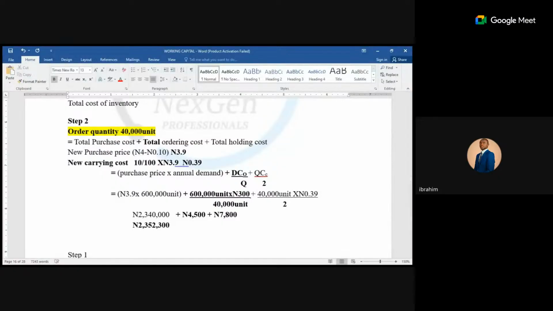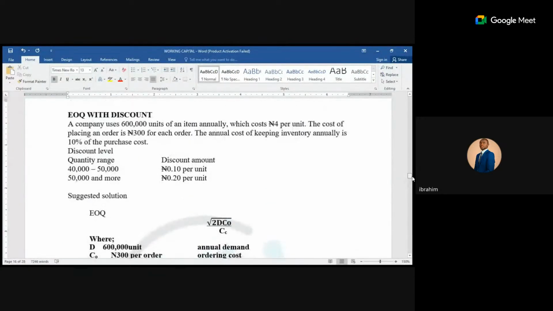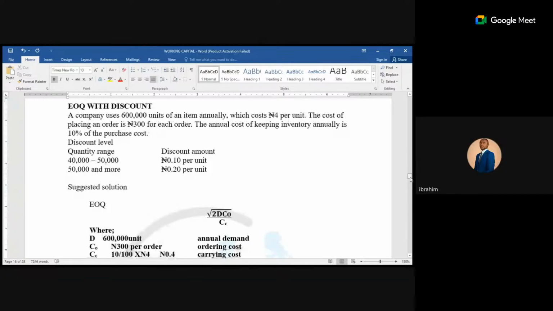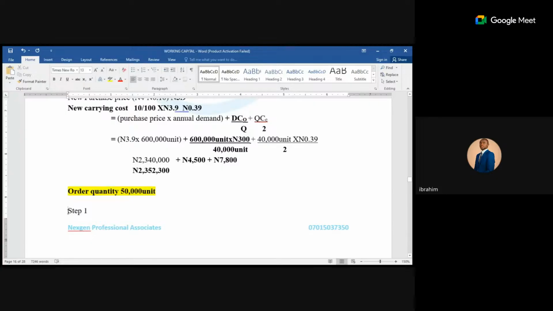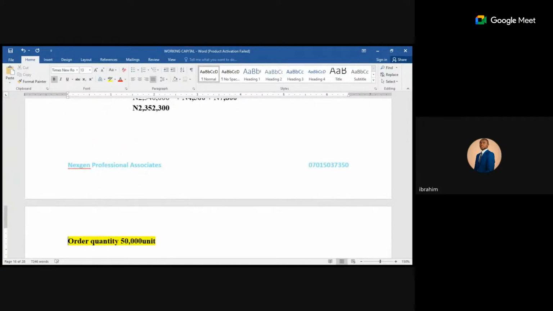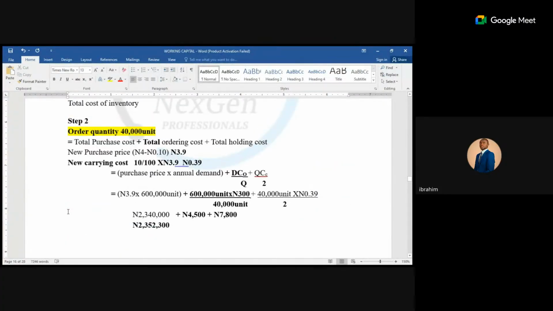So we'll now proceed to the second one when we have order quantity of 50,000. When you have order quantity of 50,000, what would be the discount? It is given to us in the question. What is the discount? 0.2. Yes, 0.2. So therefore, I can copy this. This is with discounts. Let me write it here.